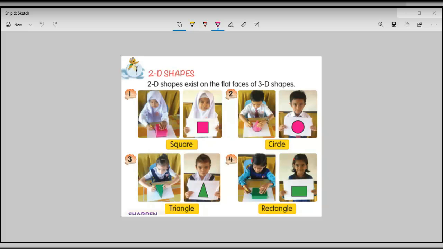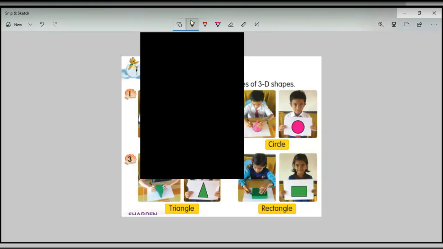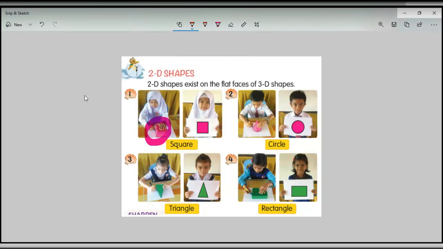Now look at the first picture here. Look at the girl. The girl is holding, what is this? The girl is holding the cube. If we look at the cube, we can find a 2D shape of the square. This one we call square. So from the cube, we can find the square shape, or the combination of the square shape can create a cube.